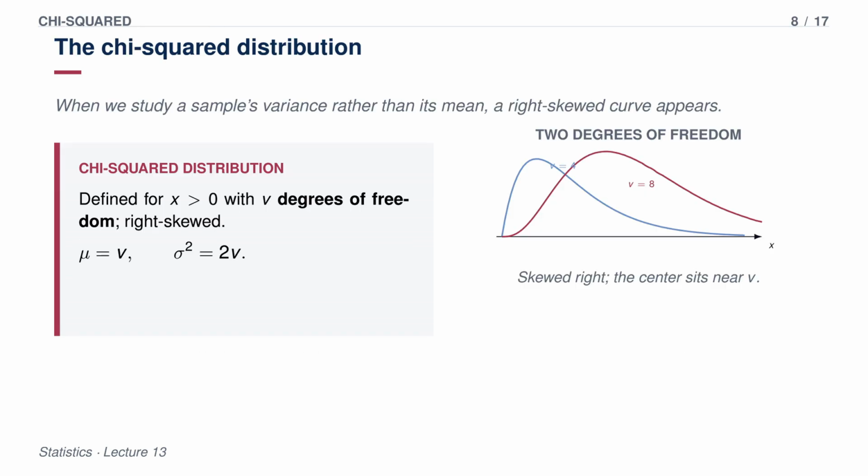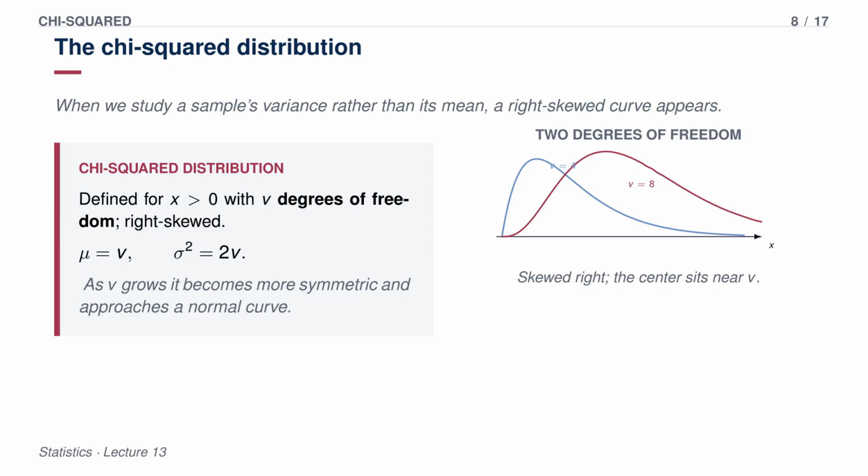Let's meet chi-squared. When you study a sample's variance instead of its mean, a new right-skewed curve shows up. It lives only for positive values of x, and it's indexed by a number v, the degrees of freedom. Now here's the one fact to hold on to, and it's a clean one. For a chi-squared curve, the mean equals v, and the variance equals 2v. Mean is v, variance is twice v. That's it. I like that because v does double duty. It labels the curve and tells you roughly where the center sits.